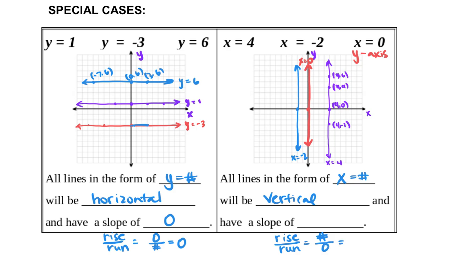And you know that if you have any number divided by 0, it's going to come out to be undefined. If you put that in your calculator, for example, if you do 2 divided by 0 or 5 divided by 0 or negative 100 divided by 0, it's going to come out to be undefined. So the slope of all vertical lines is undefined.